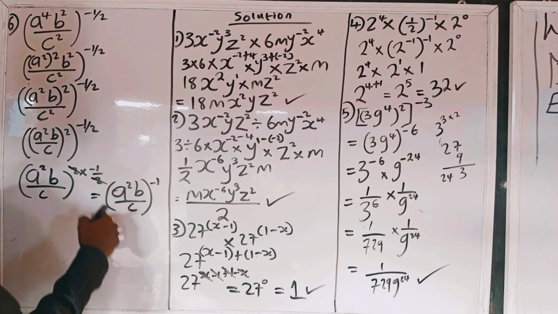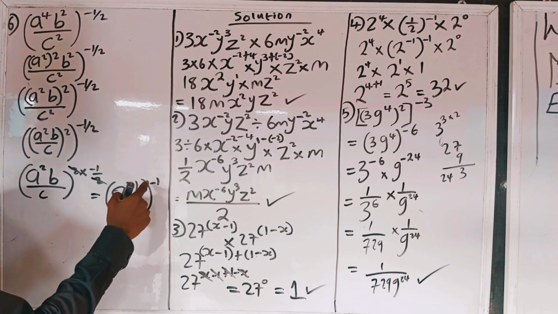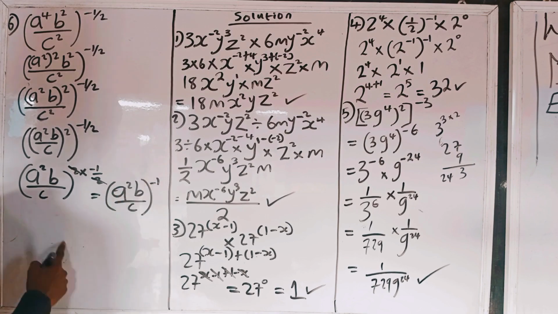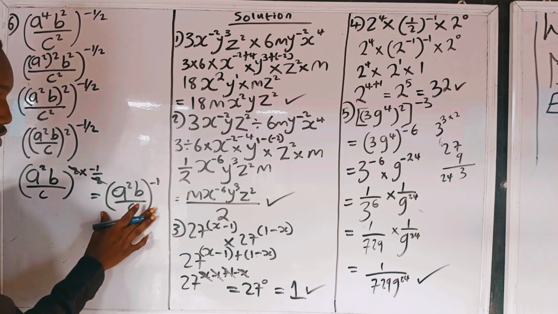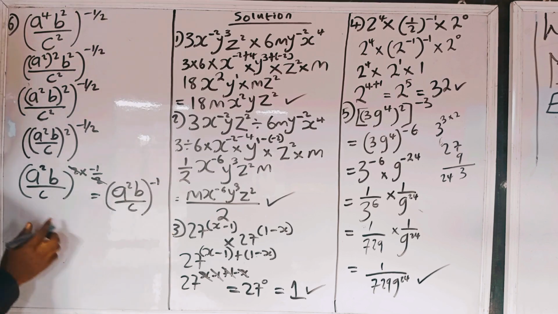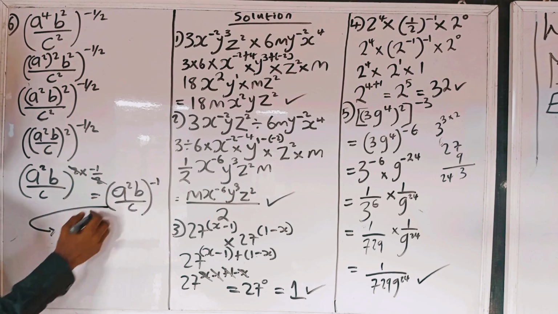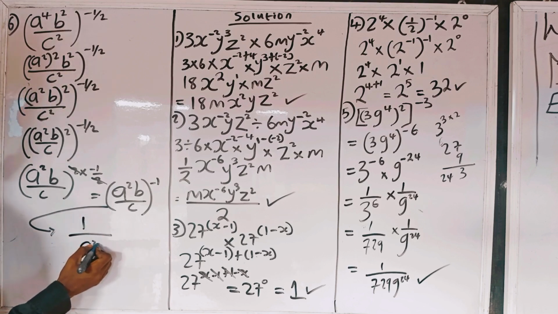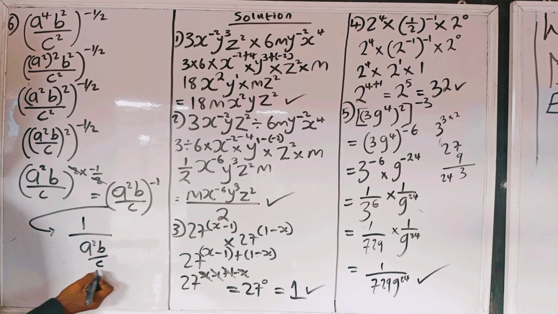Okay, now, so we are through with this, but what we're going to do here is that we have a negative power. We don't like negative power. We can convert it to a fraction. We can stop here also, but in some cases, they'll prefer a fraction. So we can now write this as negative 1 becomes 1 over, okay, a squared b all over c.